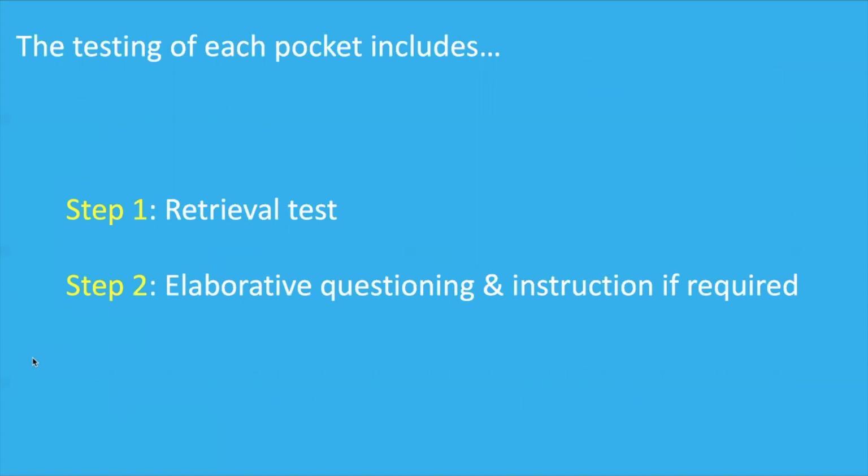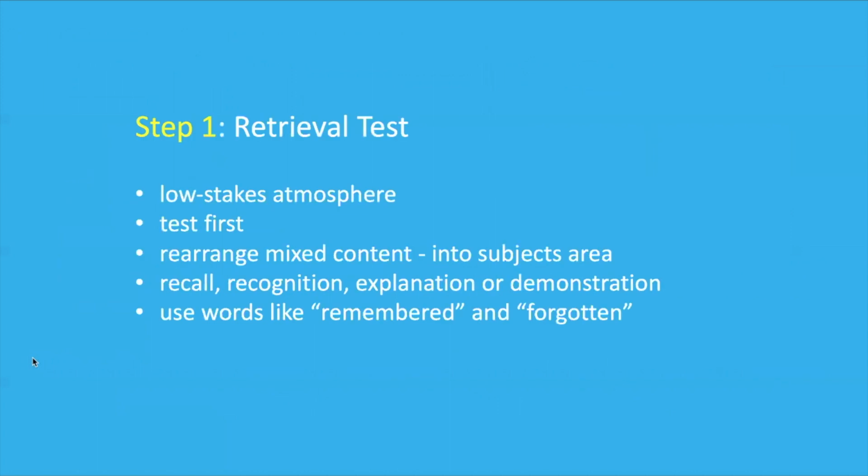The testing of each pocket includes Step 1, the retrieval test, and Step 2, elaborative questioning and instruction if required. Step 1, the retrieval test. Tutors should try to create a friendly and low stakes atmosphere. Testing occurs first because it's the previous spaced interval that creates the desirable difficulty. When the flashcards are removed from each pocket, they're rearranged into subject areas. So all types of maths flashcards can go together, the spelling together, phonics together, etc. Answers can be demonstrated in different ways: recall, recognition, explanation, or demonstration, for example.